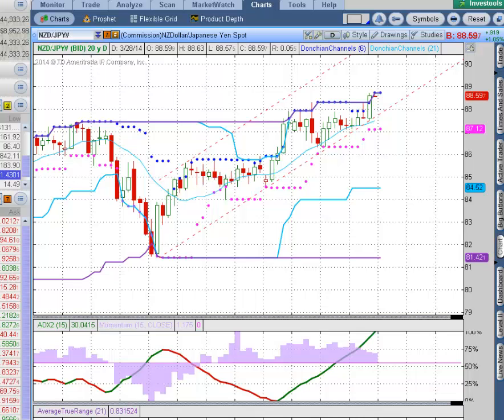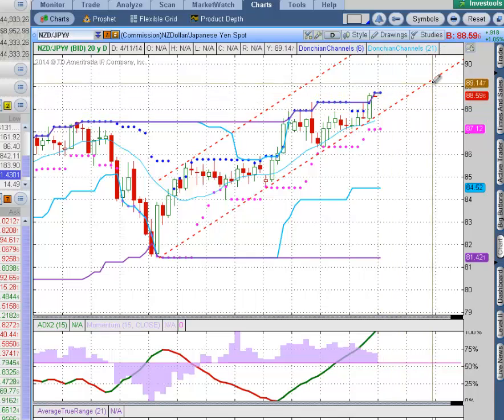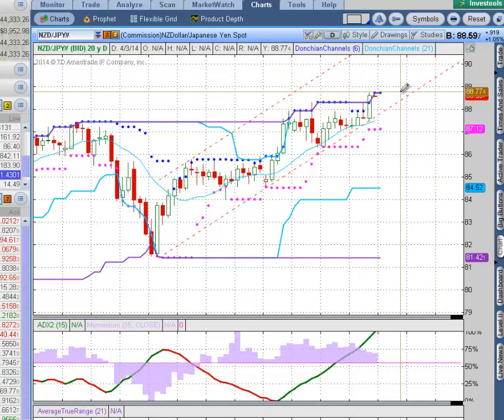The other qualified pair is the New Zealand dollar yen. As you can see, this is in a short-term uptrend channel. This would be a bullish trade.